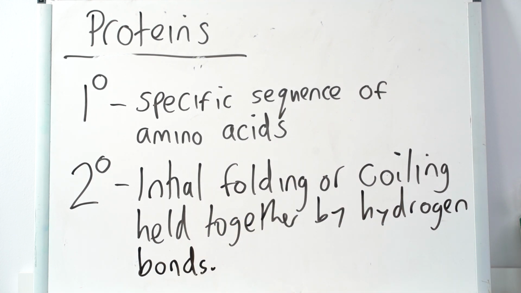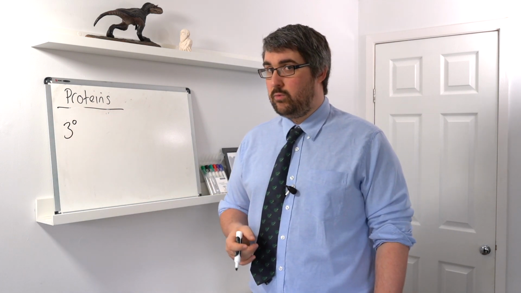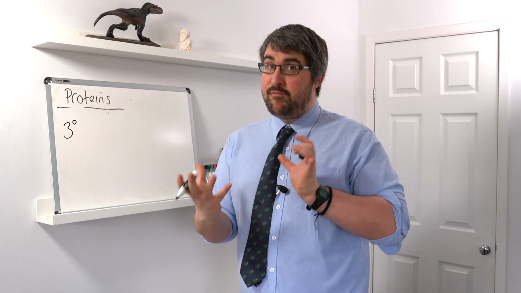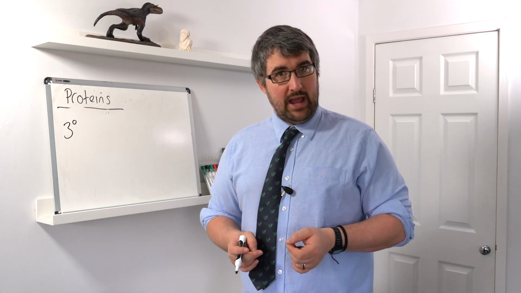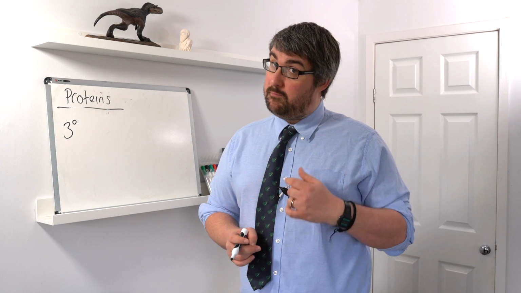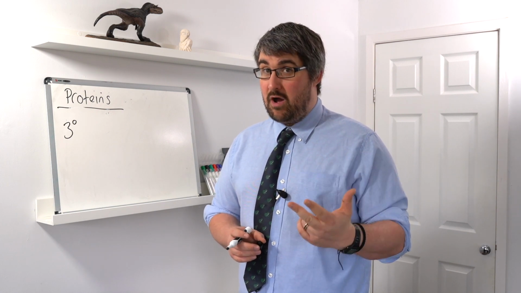So now we'll look at the other two levels of structure, and that is our tertiary structure. Again, very important, this one. And this is where we get further folding of the molecule. We end up with that 3-dimensional shape, and it will be held together by three types of bonds: hydrogen bonds, disulfide bonds, and ionic bonds.